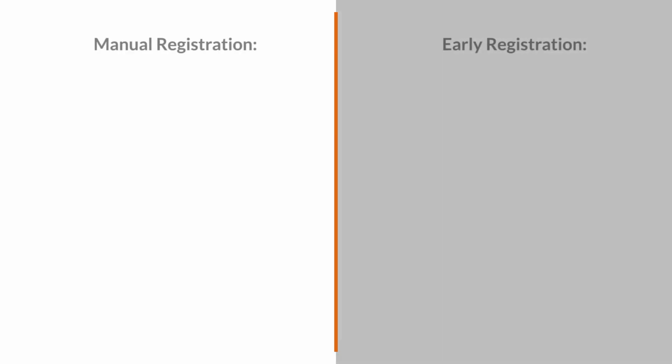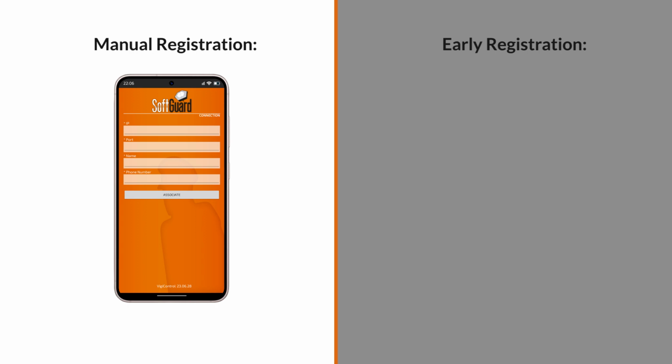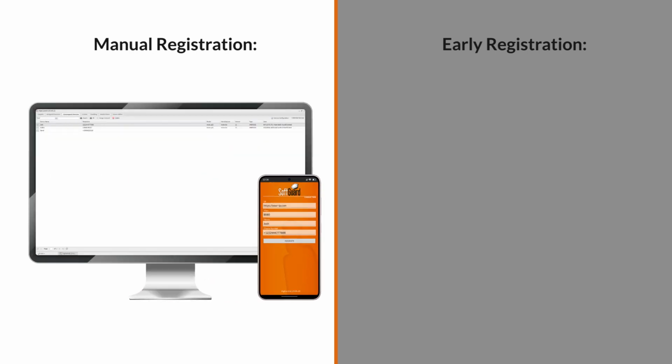There are two ways to register a device. Manual registration. In this method, users download the app, provide IP, port, name, and phone number, and await approval from the monitoring center. The app is activated and configured from the VigiControl module.